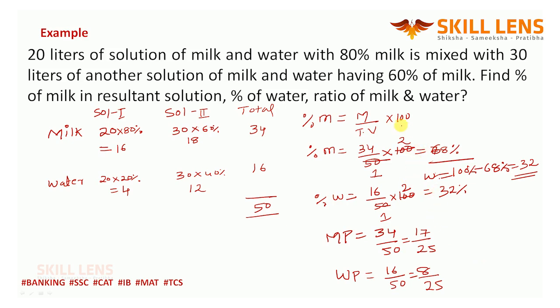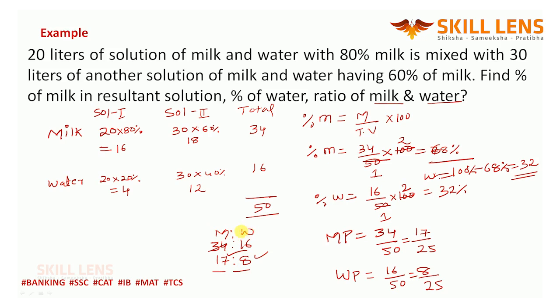And finally, what is your question? The ratio of milk and water. How many liters of milk do you have? 34. How many liters of water do you have? 16. So you can say your answer is 17 is to, it's going to be what? 8. So you can write your answer as what? 17 is to 8, which is the milk and water ratio.